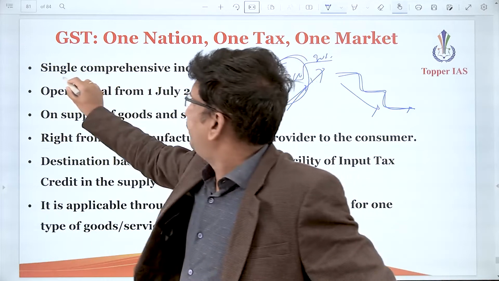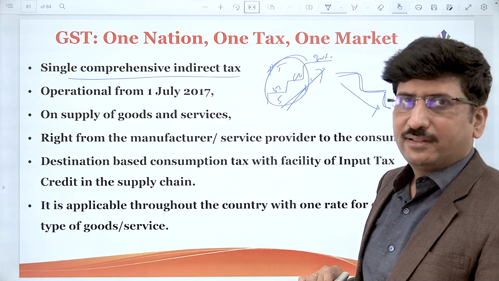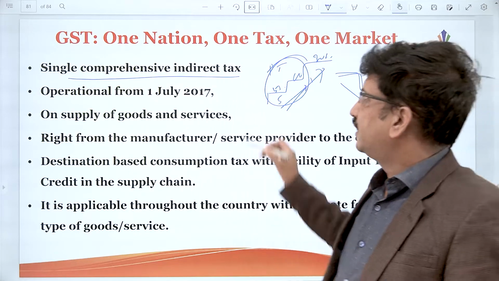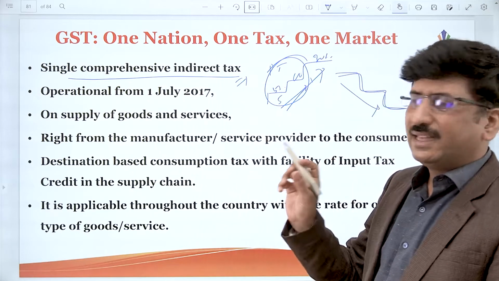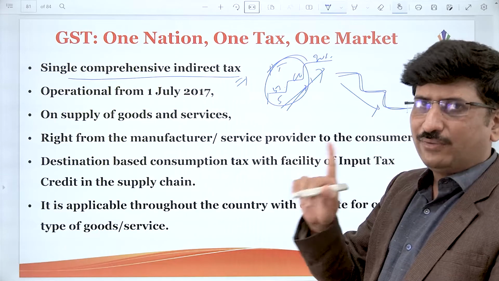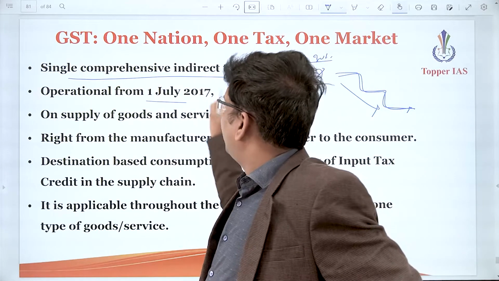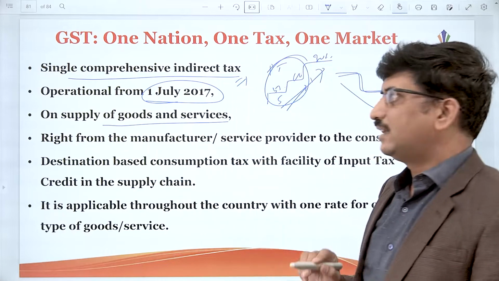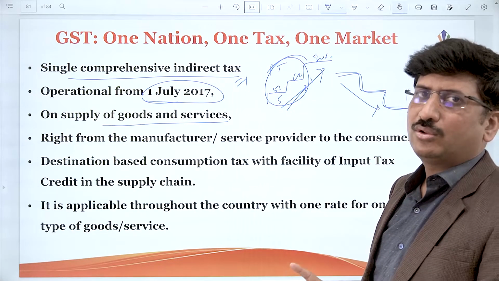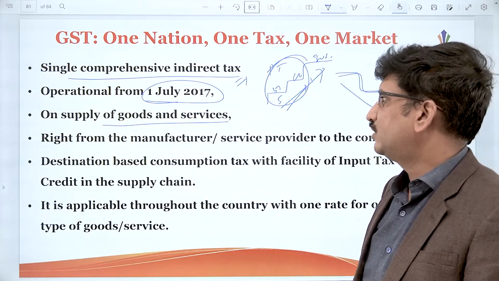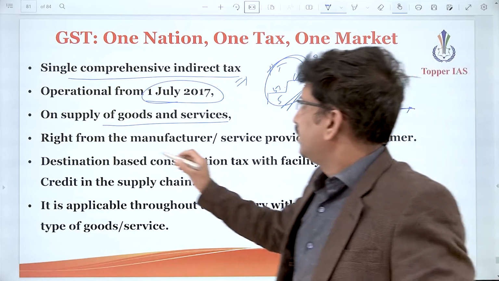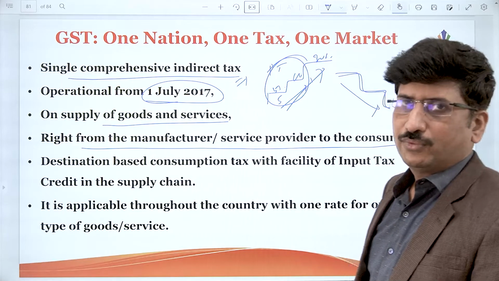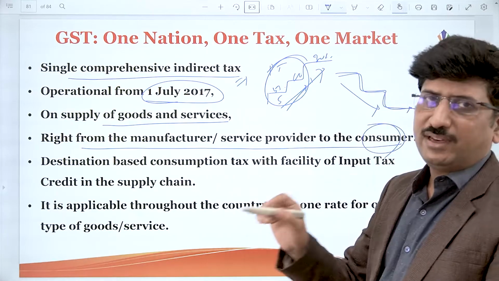So, a single comprehensive indirect tax. It is combining all the taxes, and making a single comprehensive indirect tax, only one tax. It came into operation from 1st July 2017, on supply of goods and services. So for goods also GST is there, for services also GST is there. Right from the manufacturer or service provider to the consumer, correct? So ultimately, who is bearing this GST? Consumer.